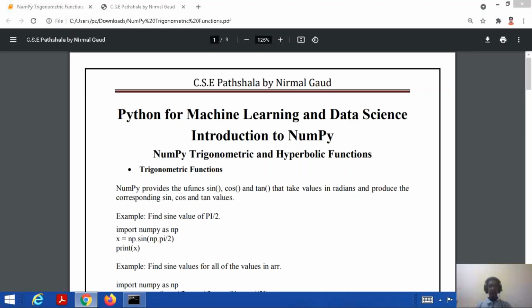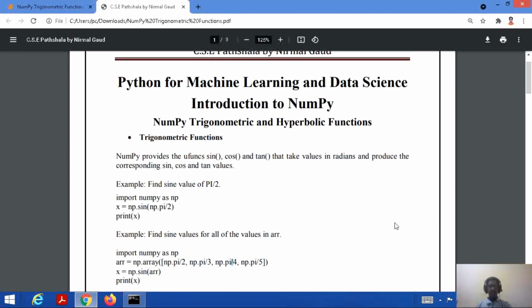We were studying about Python for machine learning and data science, and in this tutorial we will study about NumPy trigonometric and hyperbolic functions. So let's start with trigonometric functions first. NumPy provides universal functions like sine, cosine and tan that take values in radians and produce the corresponding results for the sine, cosine and tan values. As we know, we can give an angle in the form of degrees and also radians.